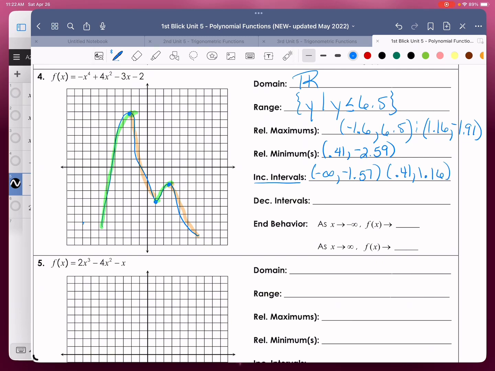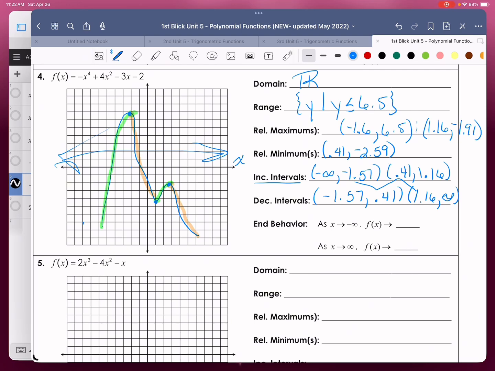Okay, so now we need our decreasing intervals. Well, it is dropping from this point, which on the x-axis, all these points are on the x-axis, this is negative 1.57 to 0.41 and 1.16 to infinity. So you see, if you went from here to here to here to here, the numbers match, and they make one straight line going across your x-axis.